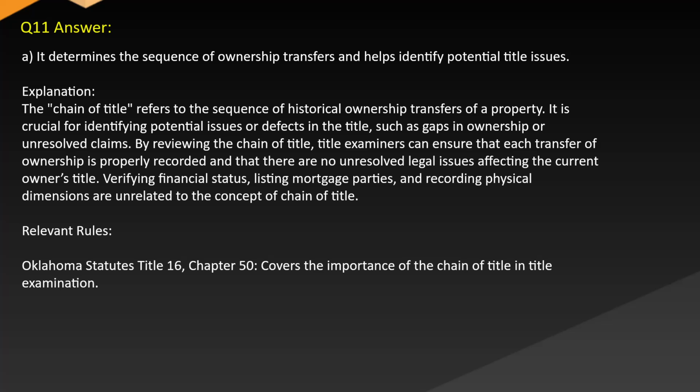Explanation. The chain of title refers to the sequence of historical ownership transfers of a property. It is crucial for identifying potential issues or defects in the title, such as gaps in ownership or unresolved claims. By reviewing the chain of title, title examiners can ensure that each transfer of ownership is properly recorded and that there are no unresolved legal issues affecting the current owner's title. Verifying financial status, listing mortgage parties, and recording physical dimensions are unrelated to the concept of chain of title. Relevant rules. Oklahoma Statutes Title 16, Chapter 50 covers the importance of the chain of title in title examination.